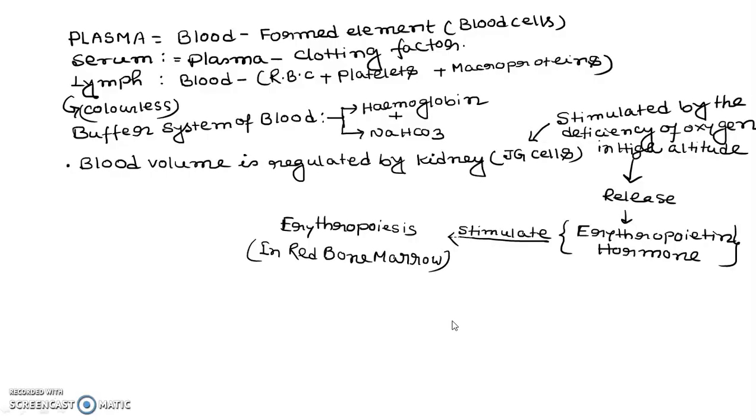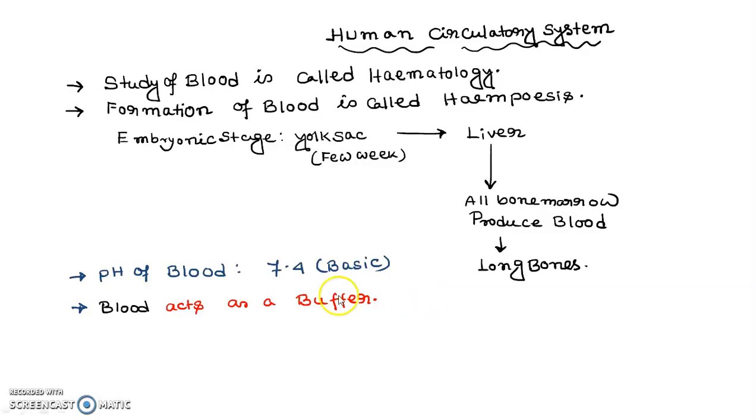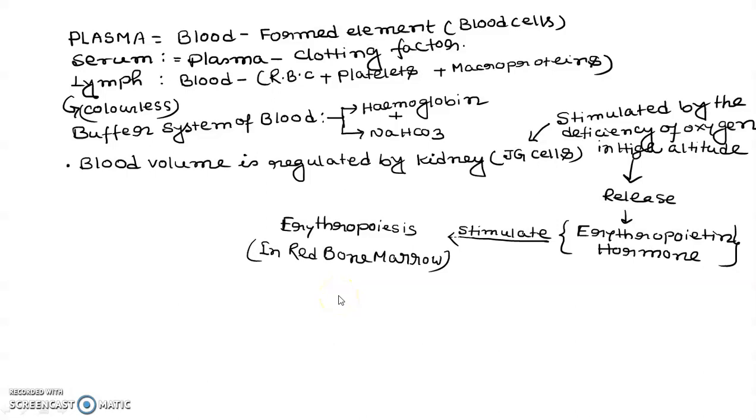Now let us see what plasma is. Plasma equals blood minus formed elements or blood cells. Serum is plasma minus clotting factors. Lymph equals blood minus RBC plus platelets plus macroproteins. Lymph is colorless. So lymph is actually blood minus RBC, plus platelets, plus macroproteins.